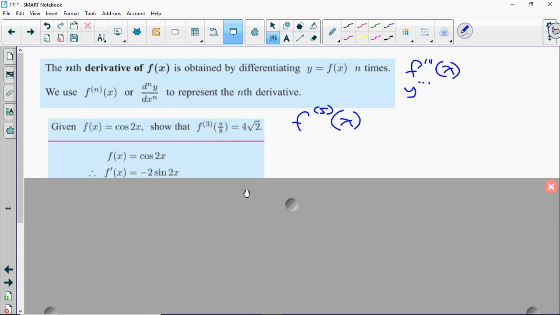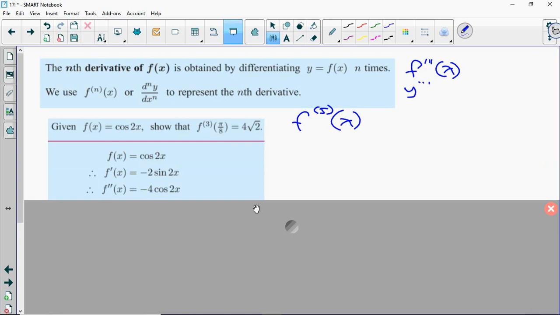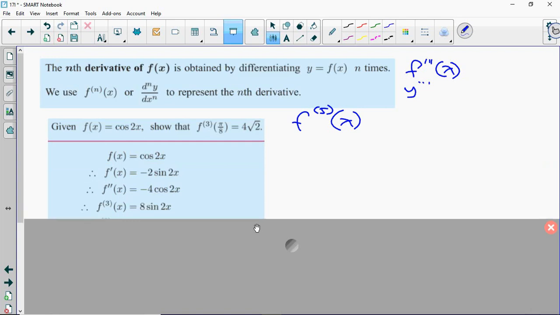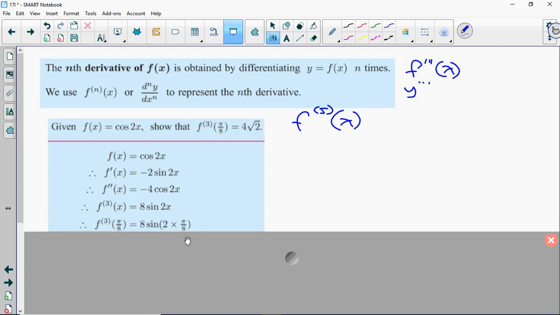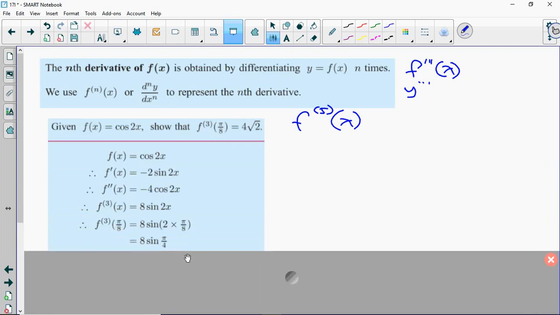This is easy enough. There's our function. We take its derivative, use the chain rule. Great. We take the derivative of that, use the chain rule again. Awesome. We take the derivative one more time, chain rule again. That's our function. Now we're going to put in pi over 8 into that and then simplify. Okay, sine of pi over 4, I know what that is.